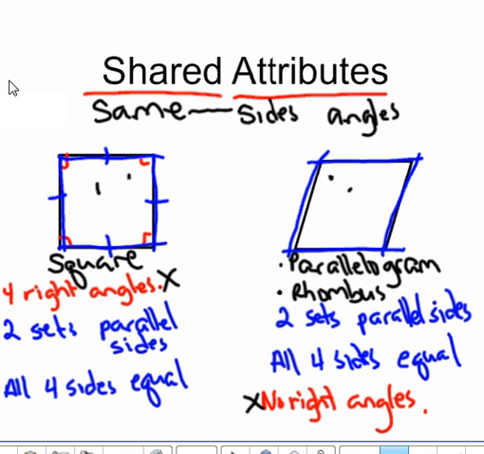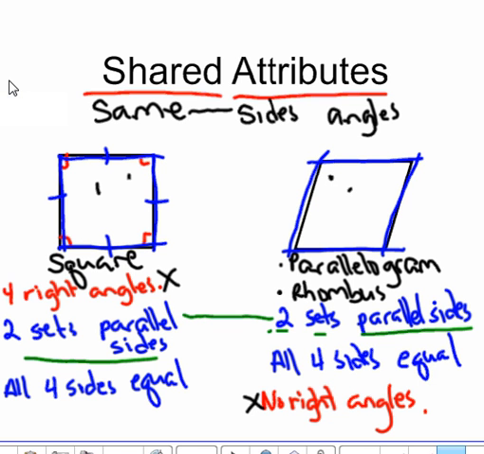So now let's go down to two sets of parallel sides. Does the square with two sets of parallel sides share that attribute with our parallelogram and rhombus? Does the parallelogram and rhombus have two sets of parallel sides? Well, we should know that yes, it does. So this is a shared attribute, two sets of parallel sides.